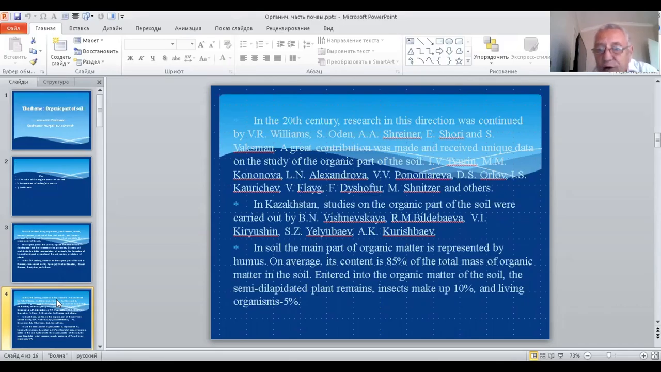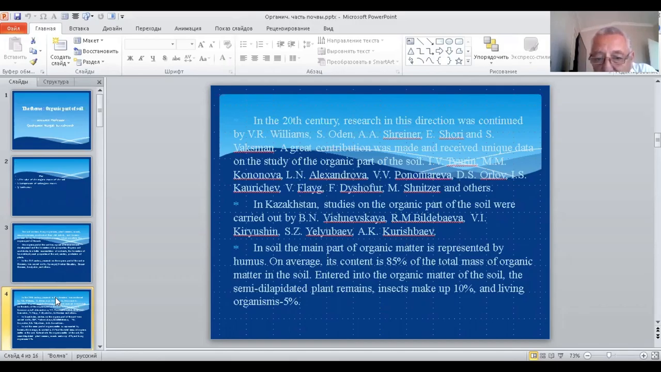A great contribution was made and unique data were obtained in the study of the organic part of the soil by Turin, Kononova, Aleksandrova, Ponomareva, Orlov, Kaurichev, Pike, Bischoff, Schnitzer, and others. In Kazakhstan, studies on the organic part of the soil were carried out by Vishnevskaya, Bildibayeva, Kiryushin, Yulubayev, Kurushpayev.